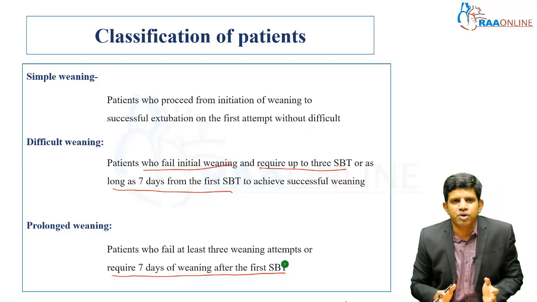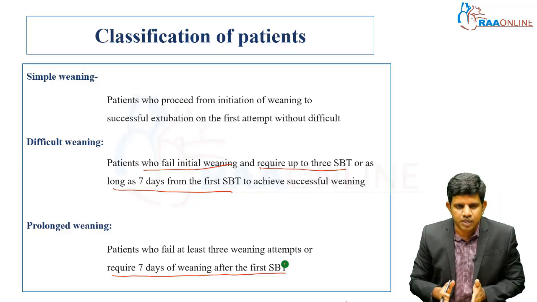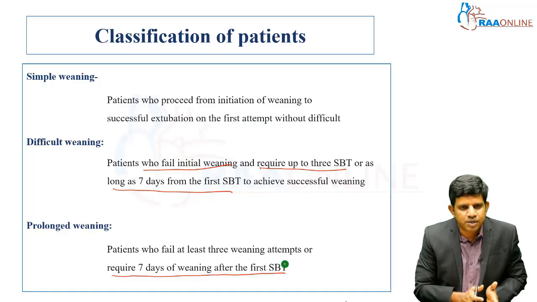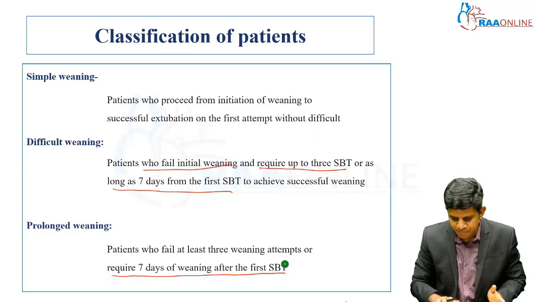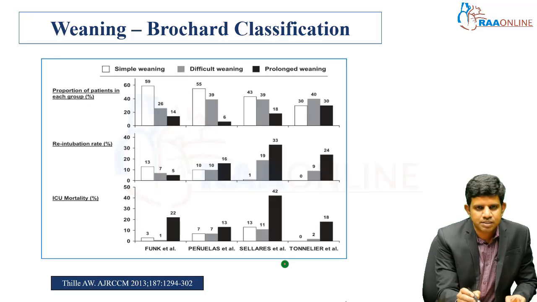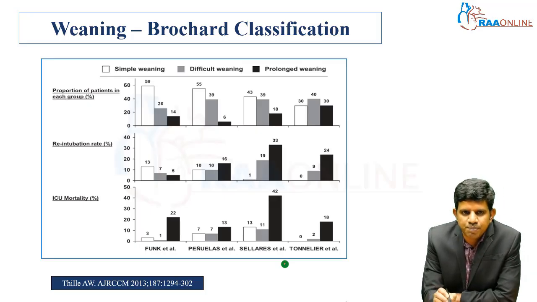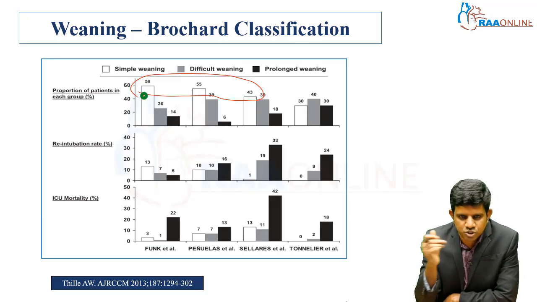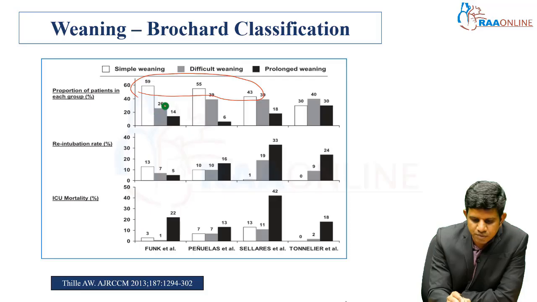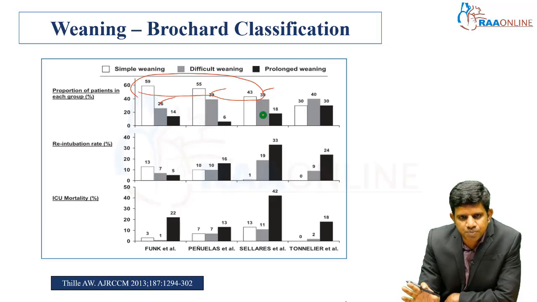Okay. So, why is it important? We have to classify the patient as simple, difficult, or prolonged weaning, because prolonged weaning patients have high mortality, morbidity, and prolonged ICU and hospital stay. In the first picture, this meta-analysis shows the percentage of patients in the simple, difficult, and prolonged weaning groups. Almost all these studies show that 40 to 50% of patients are simple weaning, and we can easily extubate them. Around 20 to 30% are in the difficult weaning group, and around 10 to 20% are in the prolonged weaning group.